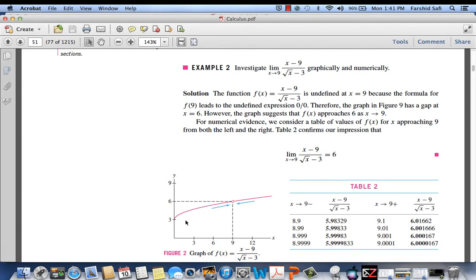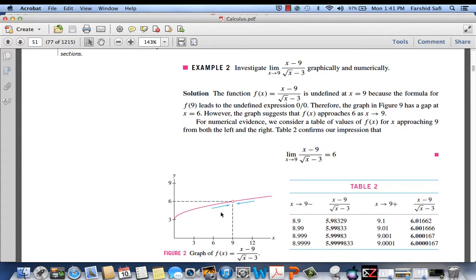If you look at the graph itself, we approach the x value 9, because that's what our limit is asking us, from the left and from the right. We see that the y values are getting closer and closer to 6. So we anticipate that the y value will be the limit. The limit as x approaches 9 of this expression should equal 6. That's the graphical way of looking at it.